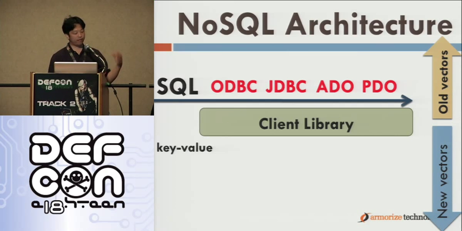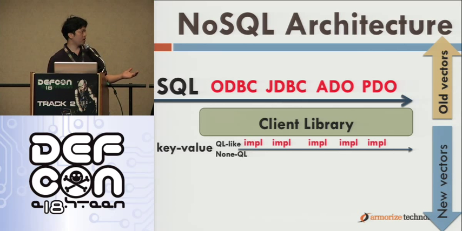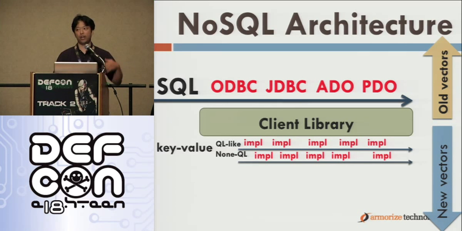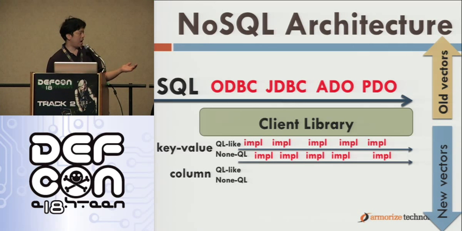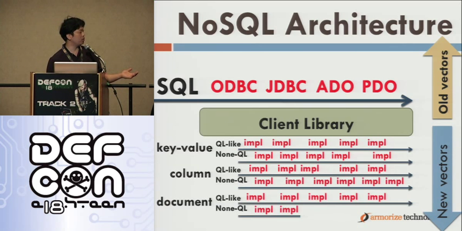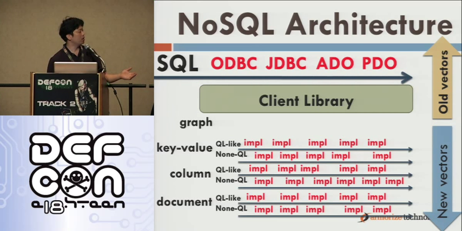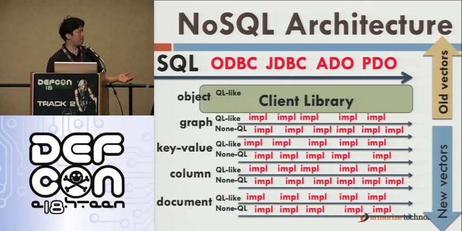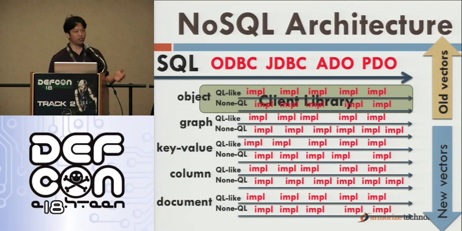Now, we have key-value-based databases, and they may implement at least two versions of their client libraries, the QL-like and the non-QL-like. And these two different versions would have a lot of different implementations. And the same thing would be happening to column-based NoSQL databases, and the same thing happens to document-based NoSQL databases. So let's make room. Same thing happens to graph-based NoSQL databases, and the same thing happens to object-based NoSQL databases. So this is the landscape as we see it today.